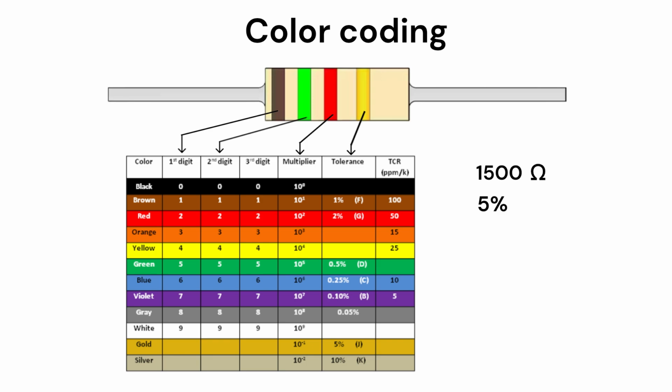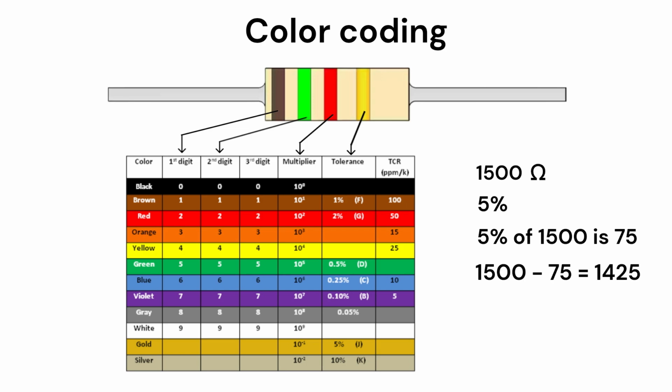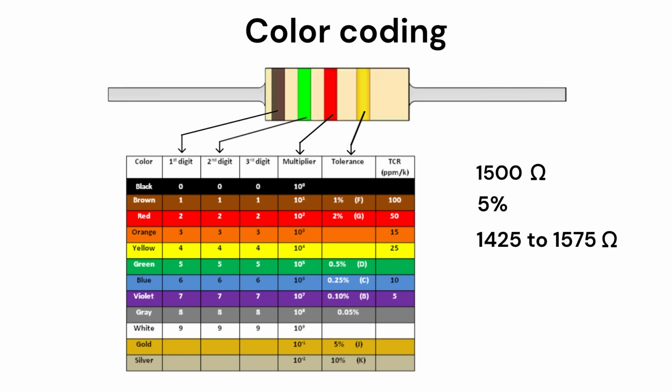It means for this resistor, the resistance can go anywhere between less than 1500 ohms by 5% to more than 1500 ohms by 5%. By calculation, 5% of 1500 is 75. So 1500 minus 75 is 1425, and 1500 plus 75 is 1575. So the resistance for this resistor can vary anywhere between 1425 to 1575 ohms.